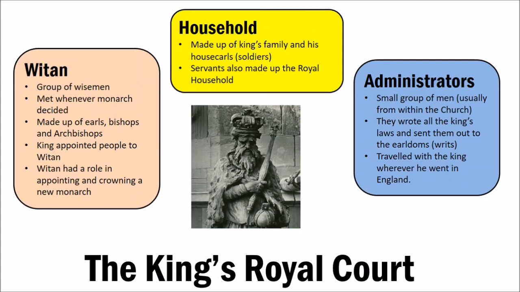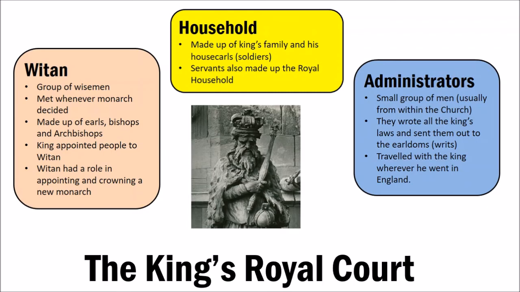The third part of the royal court was the administrators. These were usually men within the church, and they helped the king with the day-to-day paperwork of being a king. So they physically wrote all the king's laws, any letters that the kings would want to send to people. The administrators would write it and ensure that it was delivered to the people that it was meant for. These are known as writs. So a writ is like an official document from the monarch, usually containing a law. They usually look like scrolls.